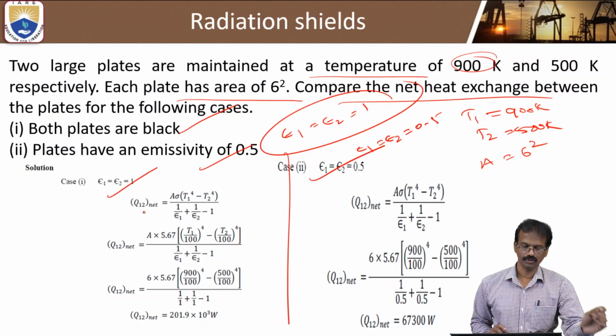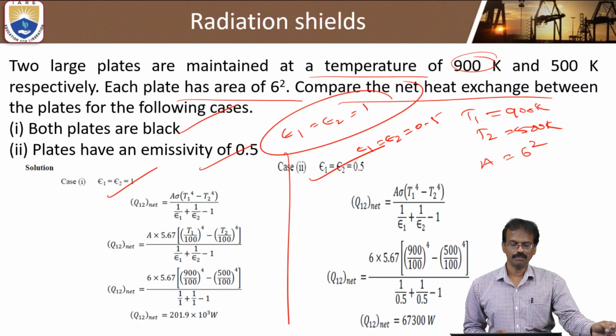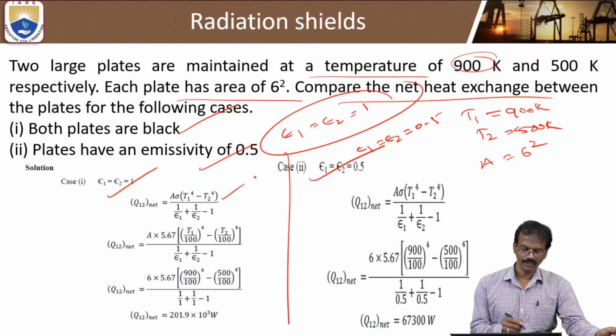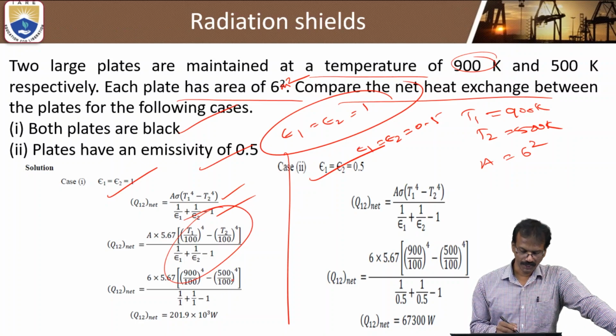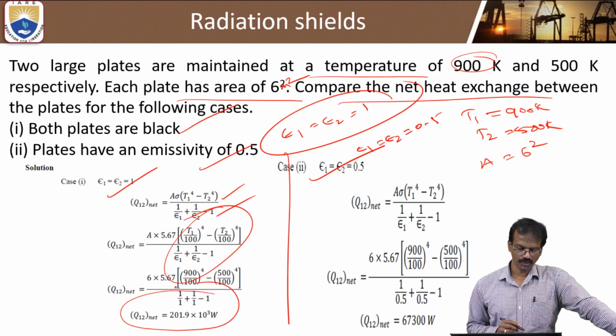The first condition, Q12. The formula is equal to sigma A (T1 to the power 4 minus T2 to the power 4) by (1 by epsilon 1 plus 1 by epsilon 2 minus 1). This is the formula. If you substitute the values, because you know all the values, the area is equal to 6 meters square, sigma 5.67 into (900 by 100) to the power of 4. So this is the value. Q12 net is equal to 201.9 into 10 to the power of minus 3.